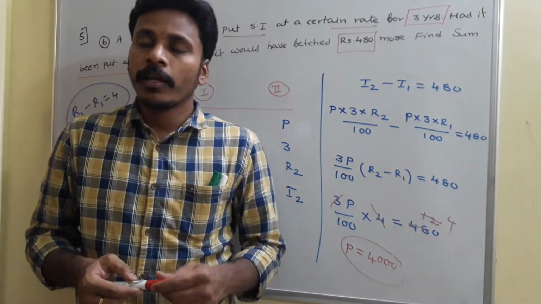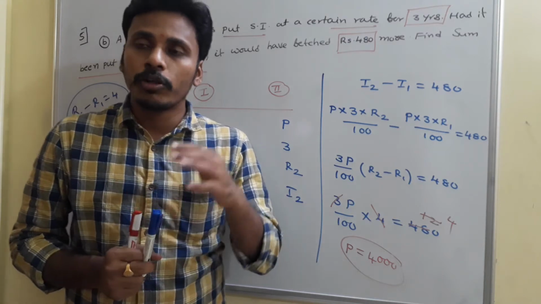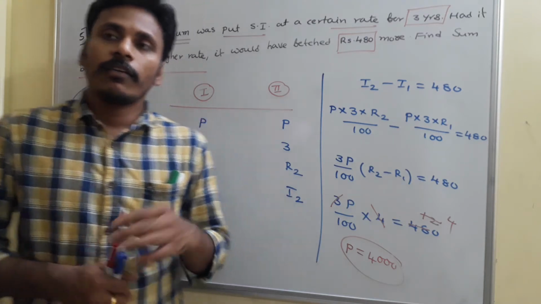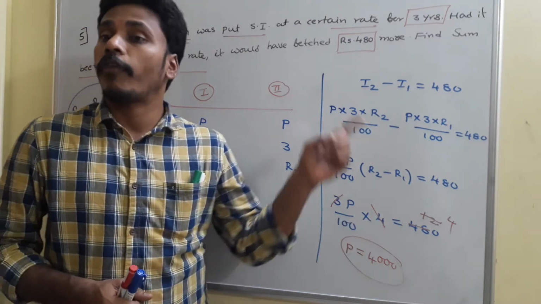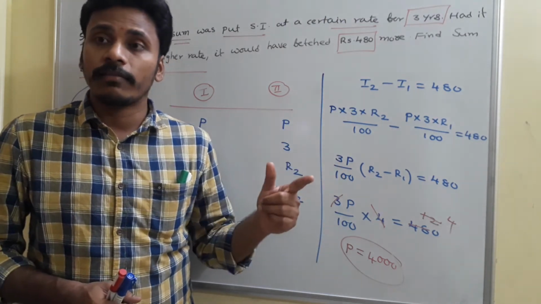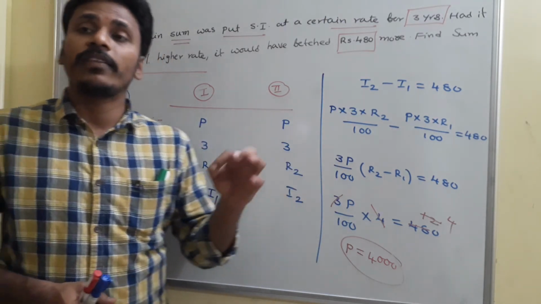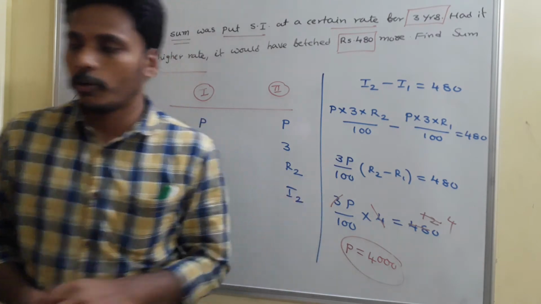Just think about it. 5B and 5A are both of the same logic, and here in 5B we found the principal, and in 5A we found the rate of interest. Just look at the problems.